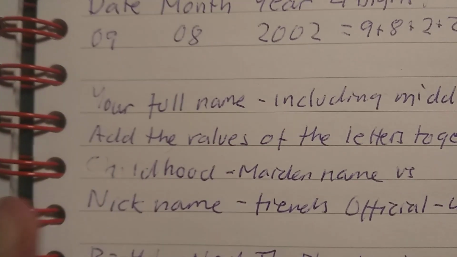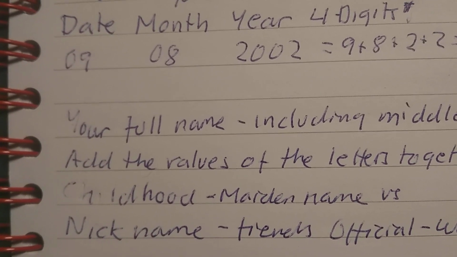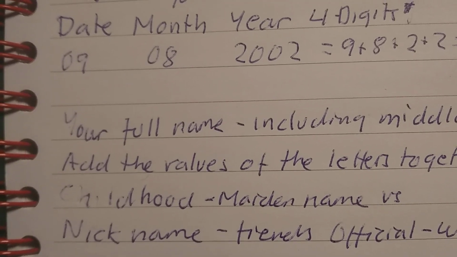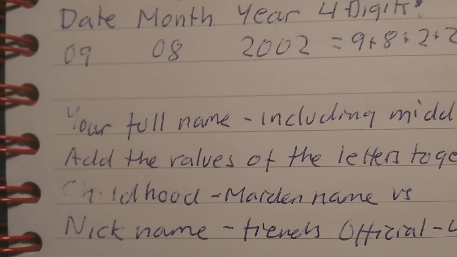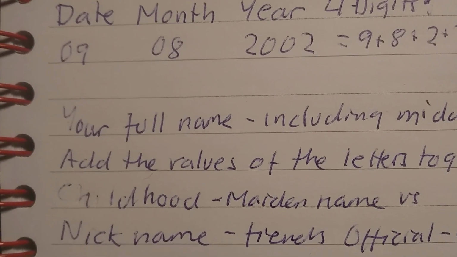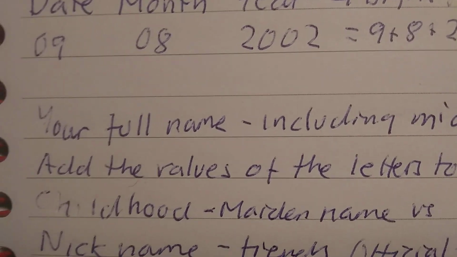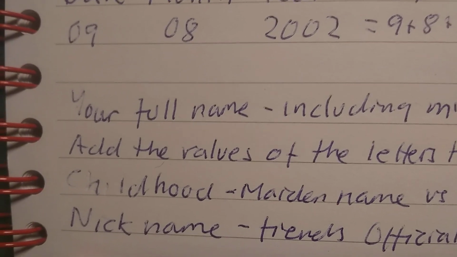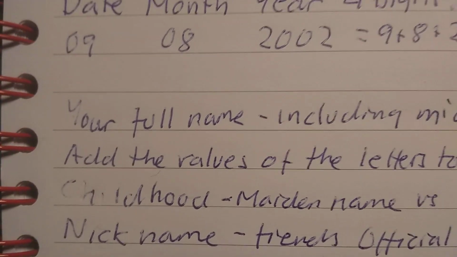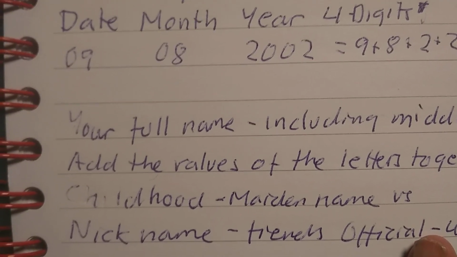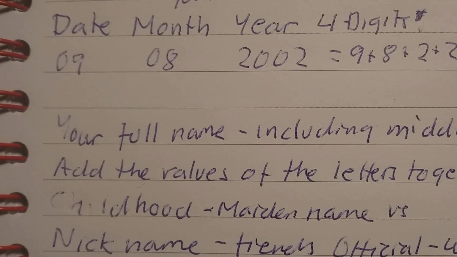And then you take your full name, including all middle names. Add the values of the letters together. And when I say childhood, I had a different maiden name, of course. In the old days, we all switched names when we got married. And then you check out your maiden name, your childhood names, all middle names, and the surname.